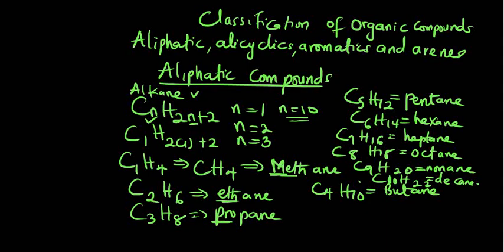So let's continue from where we stopped. Now we are talking about aliphatic compounds. But firstly, let me write the structure of methane for you. Methane is a single bond compound, right? So this is its structure.